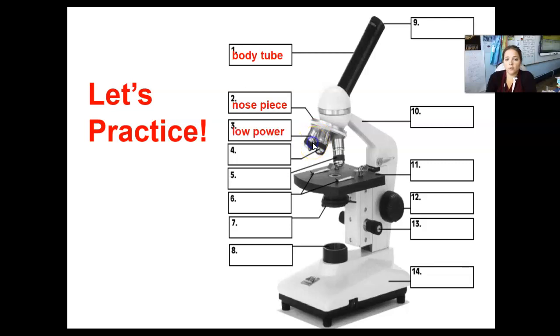So that one's going to be the low power. A little bit bigger, medium. The longest one, that's the one, remember, you don't want to move. That's your high power. And then you have these two metal things right here, which are the stage clips. Then underneath, that's the diaphragm right there. It turns, remember, allows light to come through. Right here, that's your light source.